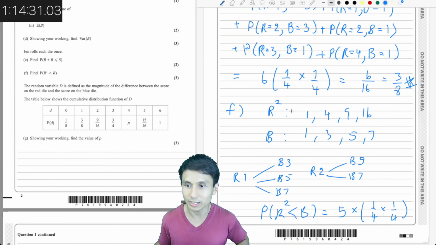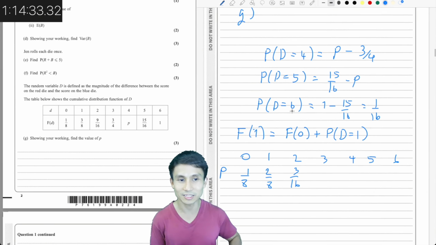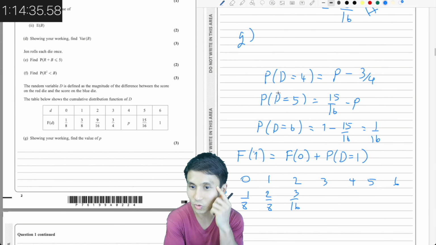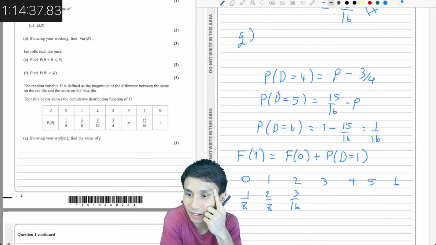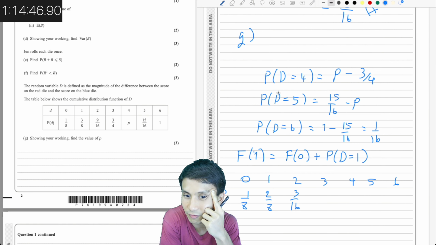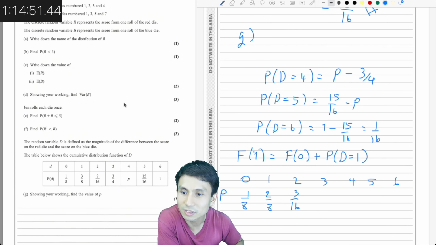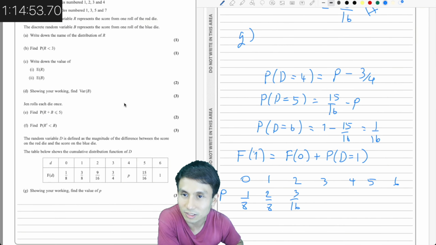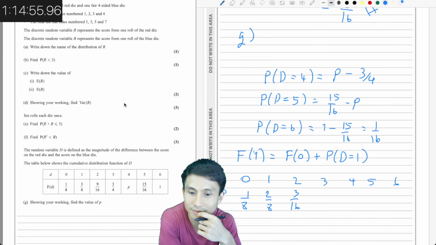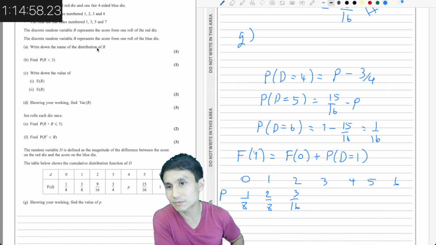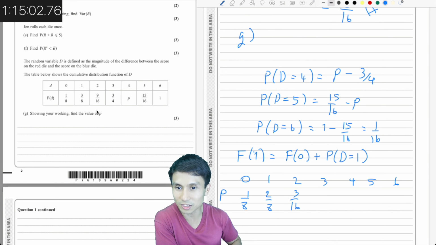Let's have a crack at question G again, because I didn't quite get this whole table thing. Random variable D is defined as the magnitude of difference between the score on the red and the blue die. The difference between the score on the red die and the blue die. How come you got a difference to be 6? Ah, yeah, right, got it. It probably has something to do with how you compute this, but it has to be from the table here.